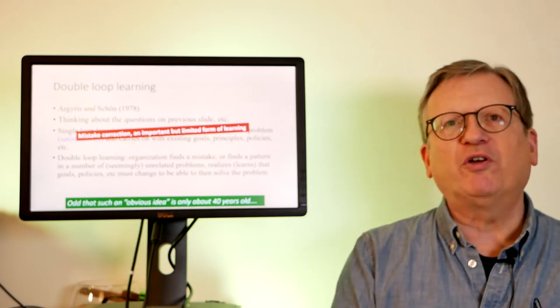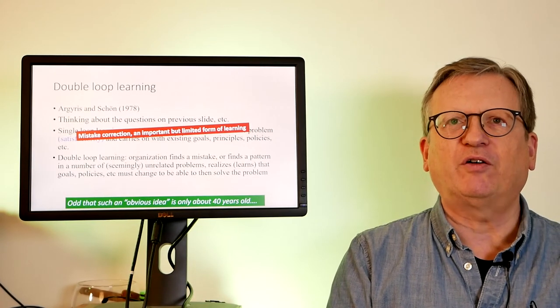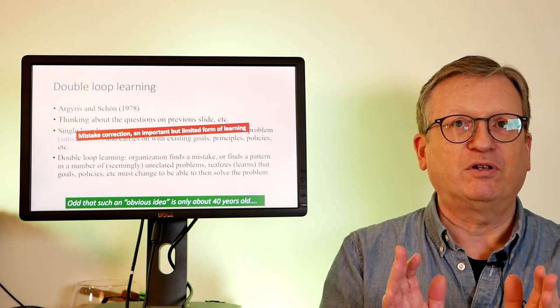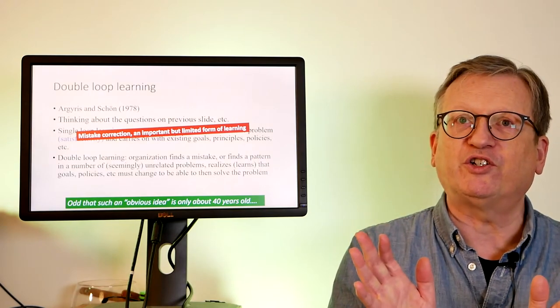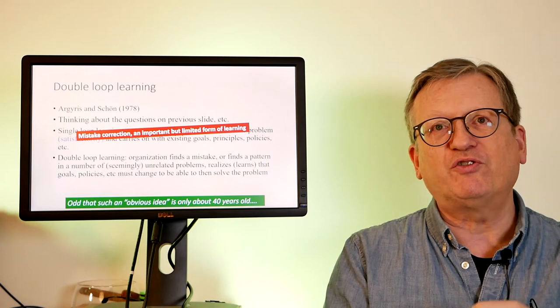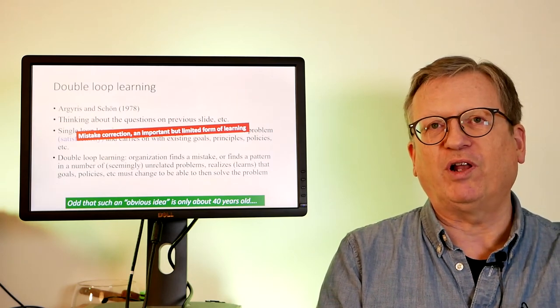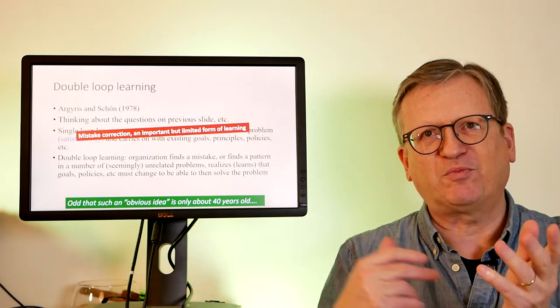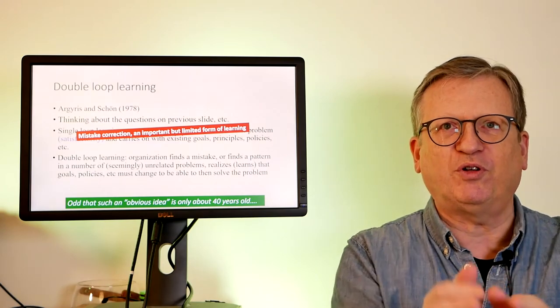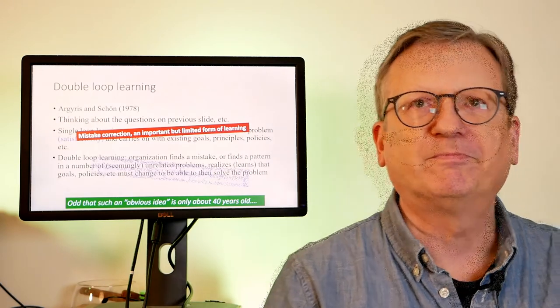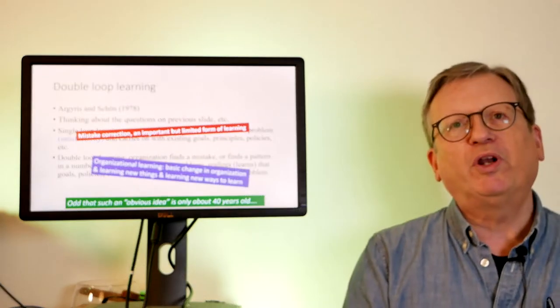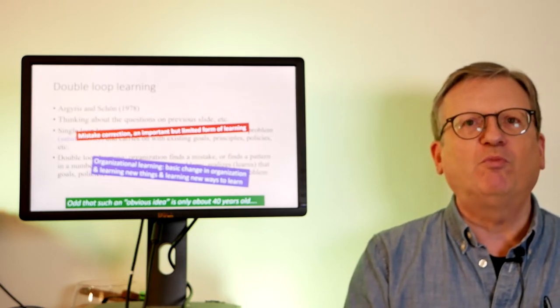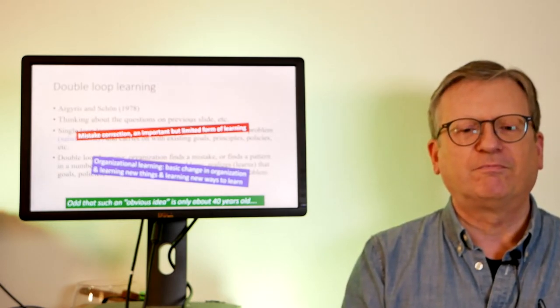So single loop learning can be considered mistake correction, and that's very important. Sometimes the mistake is in isolation. Sometimes it's because there's a routine and somebody isn't following it well enough, and then we fix that problem by making sure the person follows the routine better. But when it comes to double loop learning, there's something more that's taking place there.